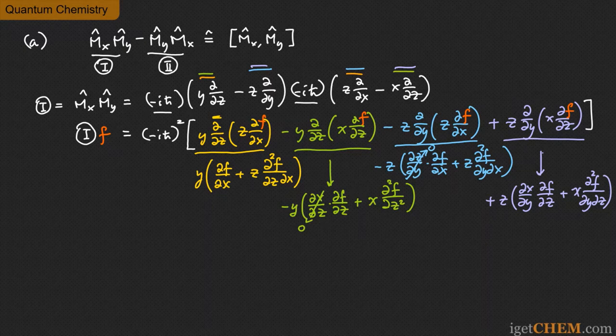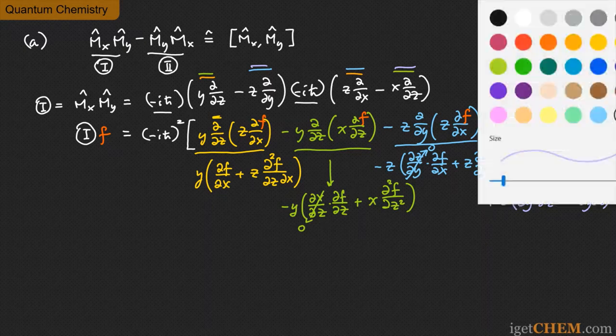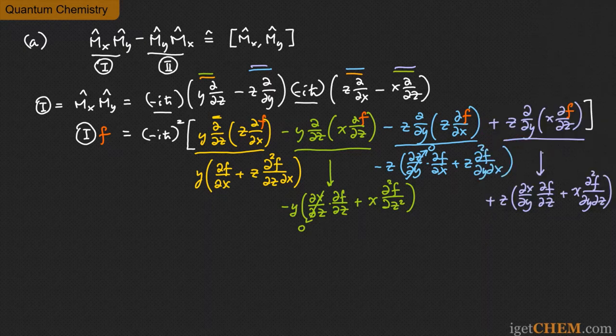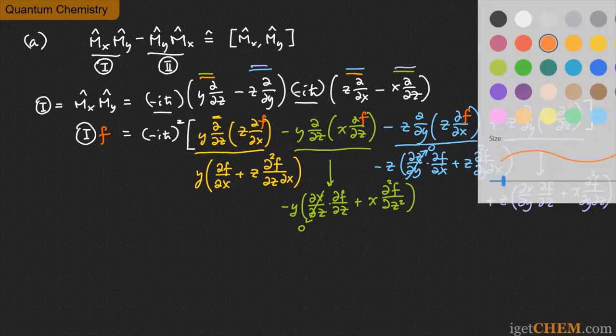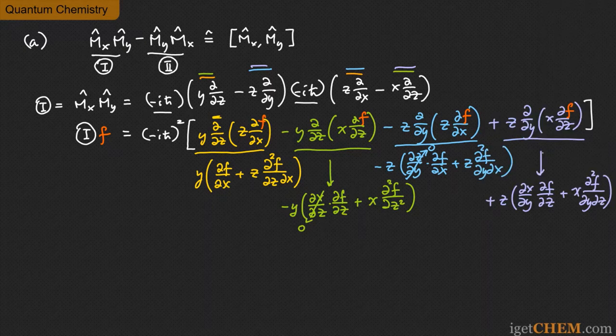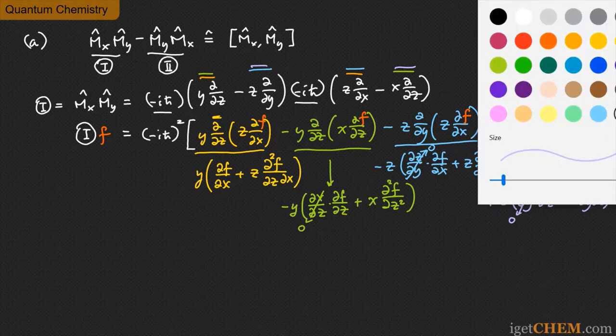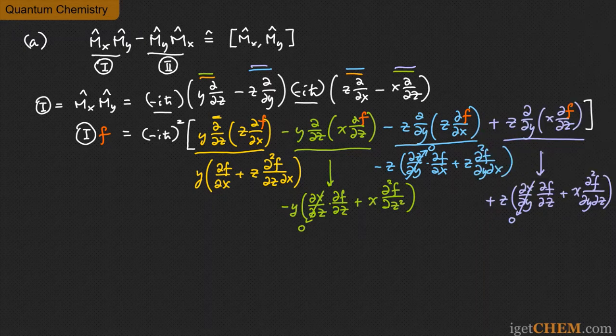So remember, one more thing before I go on. Again, this term, partial x partial y, will give you zero. So I'm going to cross out the terms which are going to give me zero. So zero, zero, zero. Those are the terms that are actually left. And now I can group them.